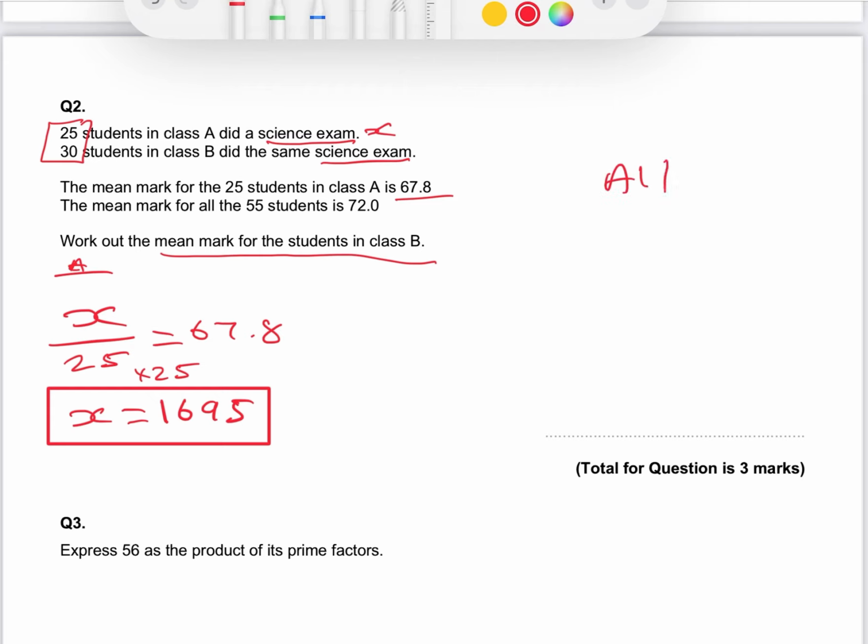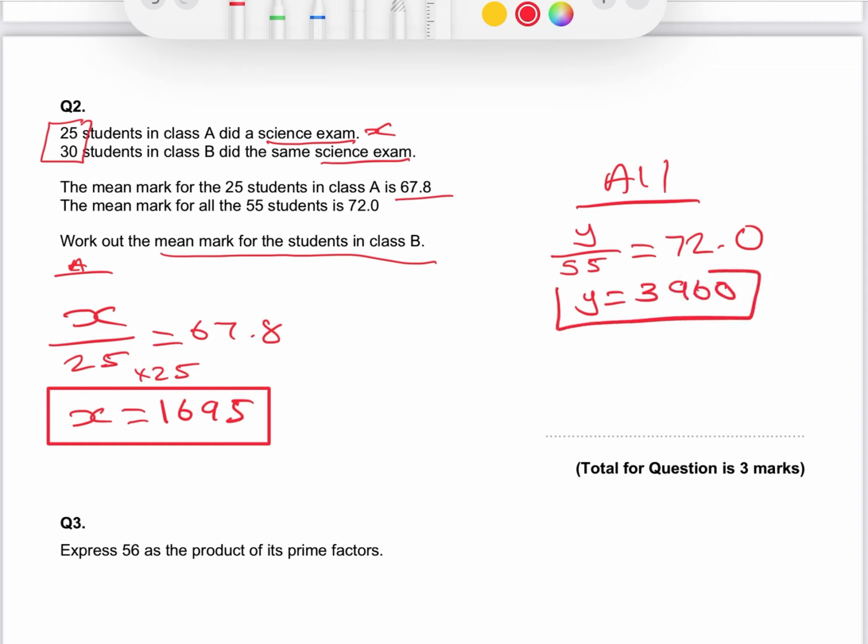Now I'm going to look at all the students. So remember there's 55 students, and I'm going to call this one Y. So if we add up all of the 55 students, we divide this by 55, I know the mean is 72.0. So if I times 72 by 55, that gets me what all the students add up to, which is 3,960. Okay, now I can use this information to work out the mean for B, because if I subtract Class A from all the students, that will have the remaining of B, what just Class B would add up to.